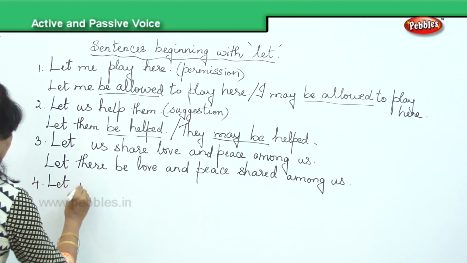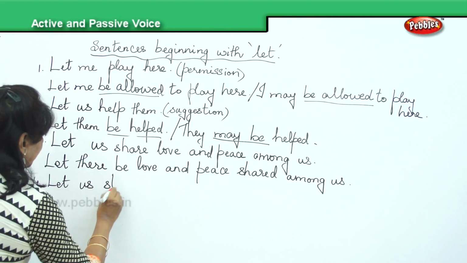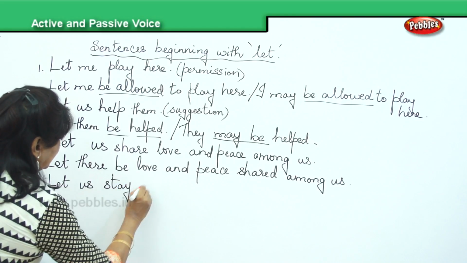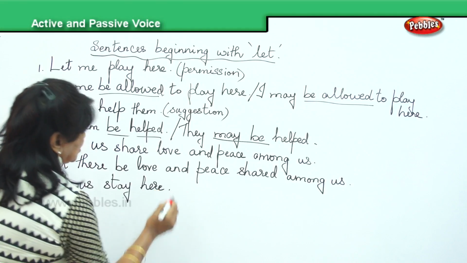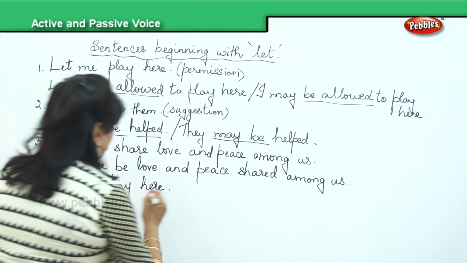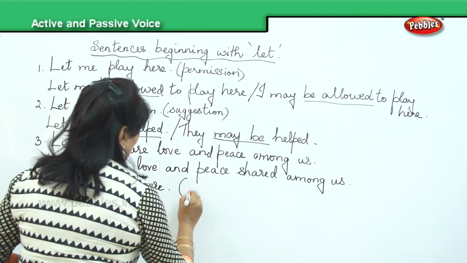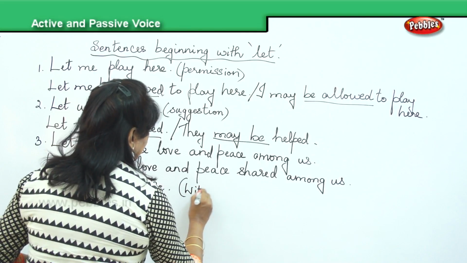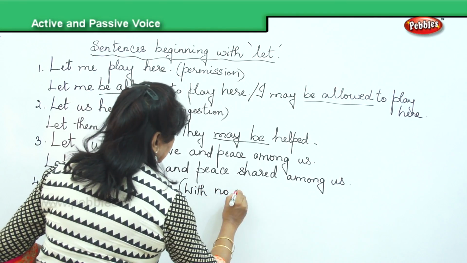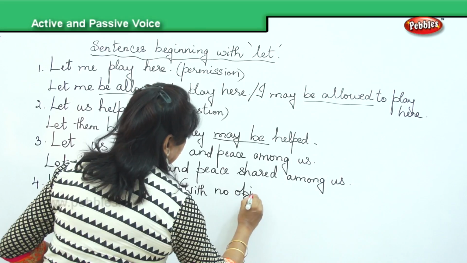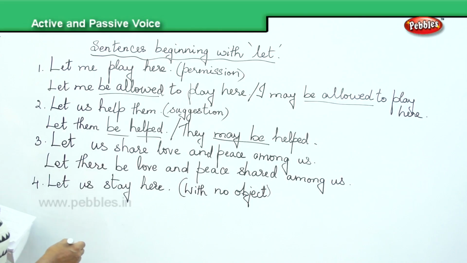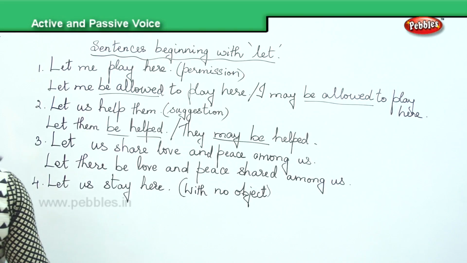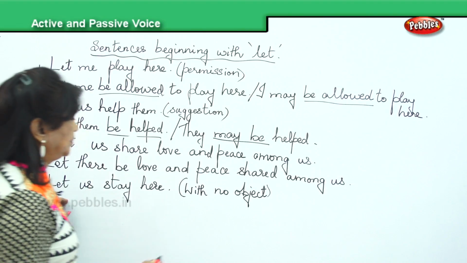With no object, these are sentences like, let us stay here. Here is not an object, it is just an adjunct. It answers the question where. So it is not an object. Let us stay here. So this is a suggestion.